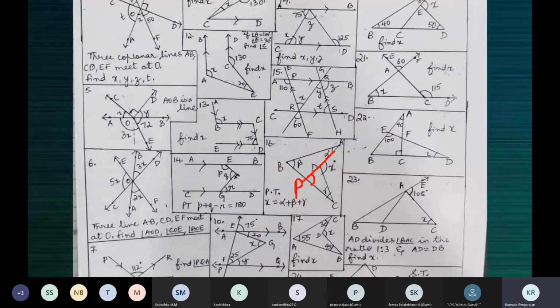Construction, you may write it along with me. Construction: produce AD to meet BC at P.